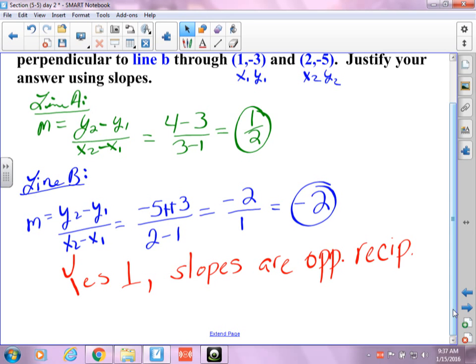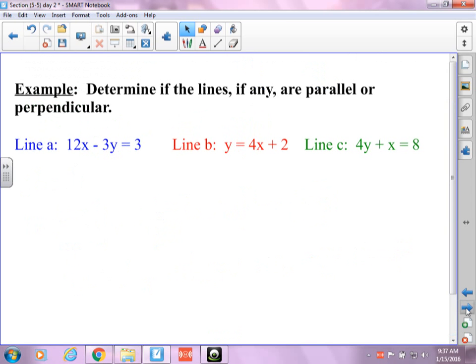Okay. Good question. Any other questions? All right, let's move on. Determine if the lines, if any, are parallel or perpendicular. This is really like geometry. This problem is right out of the geometry book. It's also out of ours too. But let's take a look at line A. What do I do?